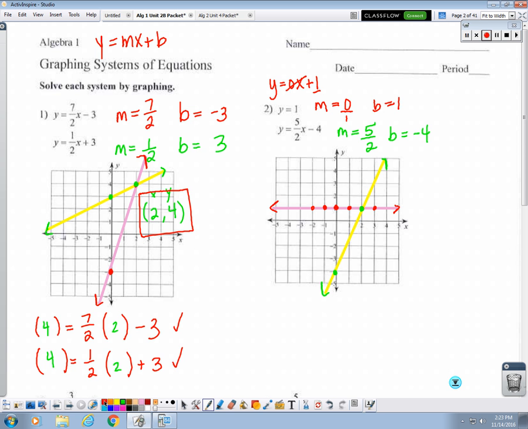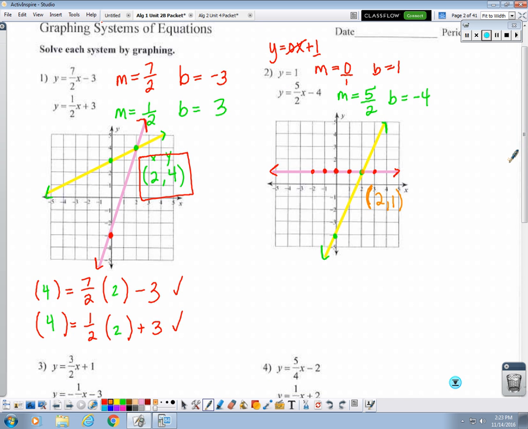Okay, now let's talk about where the intersection occurred. To get to this point of intersection, you have to go over 2 up 1. See how they crossed right there? Because from the y-intercept, you were supposed to go up 5 over 2, making them cross right here. Now, we're going to check it.